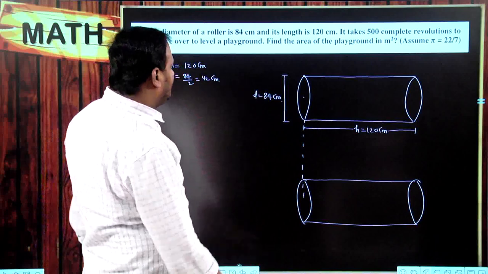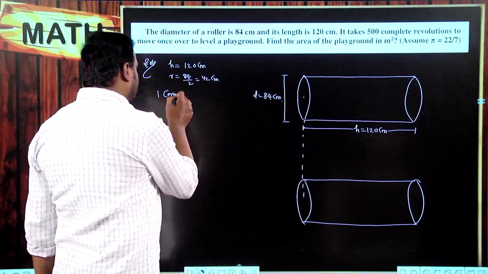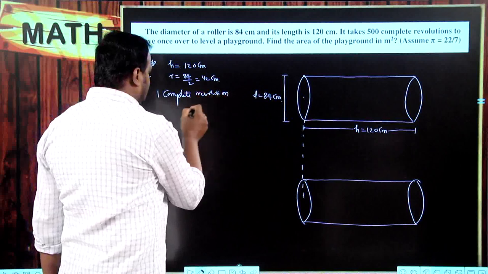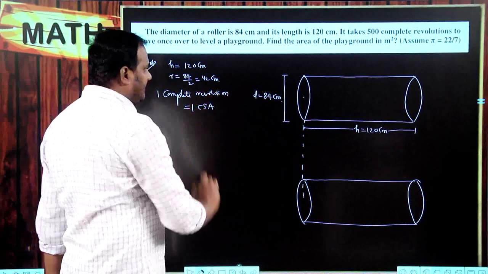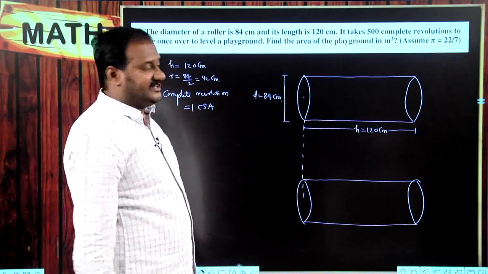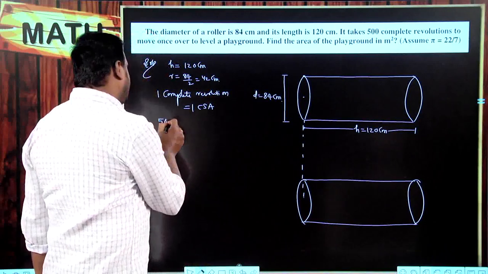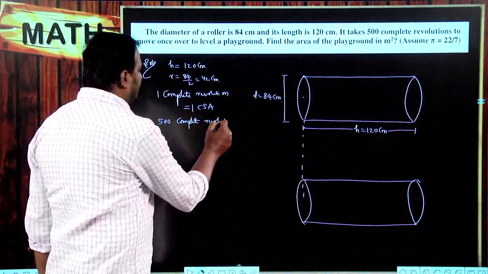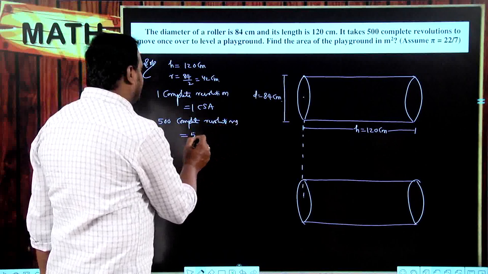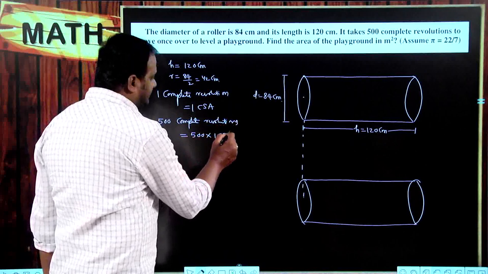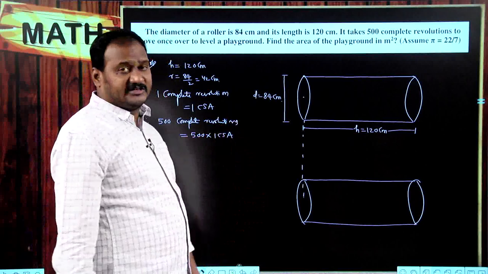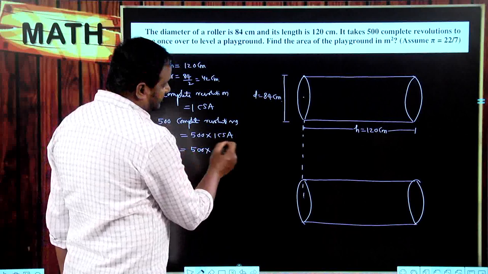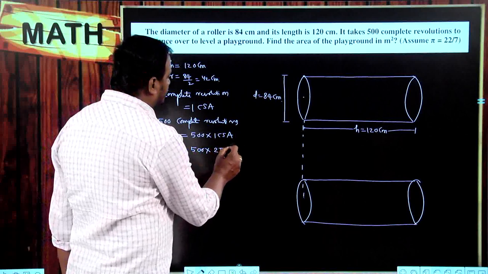So 500 complete revolutions means, one complete revolution is equal to one curved surface area. How many complete revolutions? 500 complete revolutions. So therefore 500 complete revolutions is equal to 500 times one curved surface area. Now you will have to substitute the formula for the curved surface area of the cylinder, which is going to be 500 into one curved surface area. Curved surface area of a cylinder is equal to 2 pi r h.